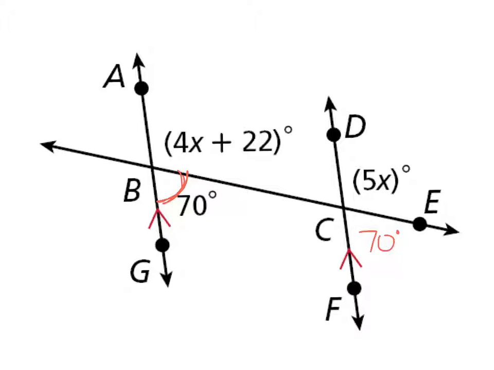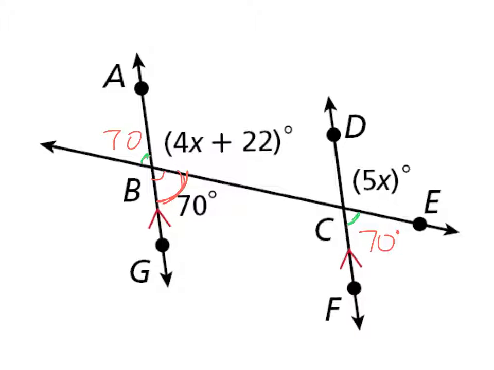Isn't it alternate exterior with AB? And the one that's missing over there, yep. So these two can be the vertical angles theorem, or these two can be the alternate exterior angles theorem. So you could have justified it either way.